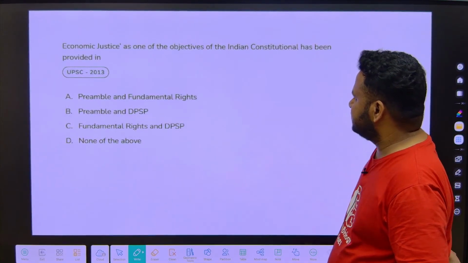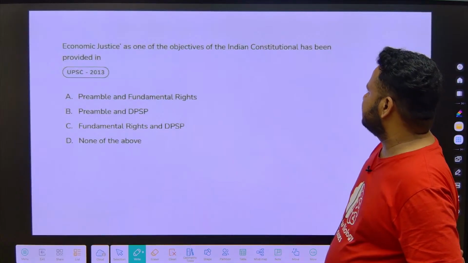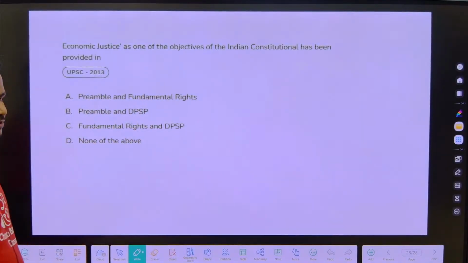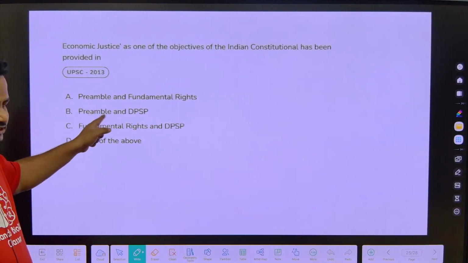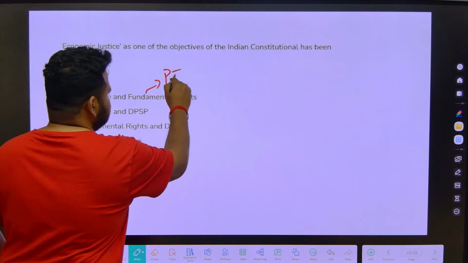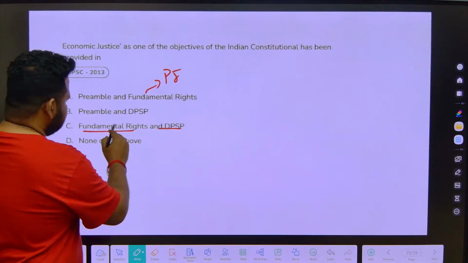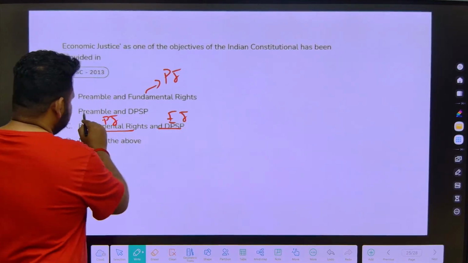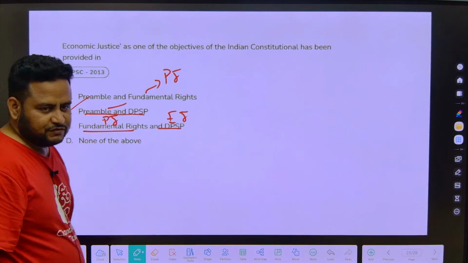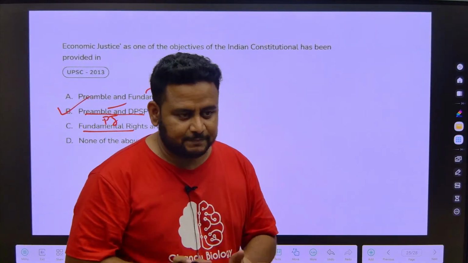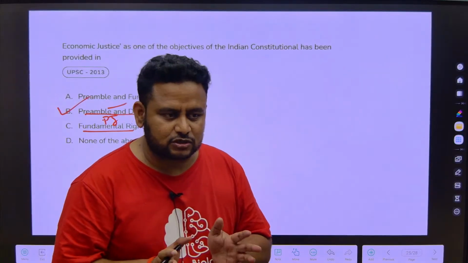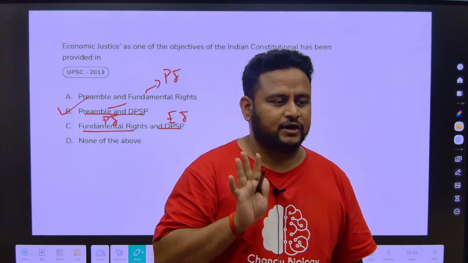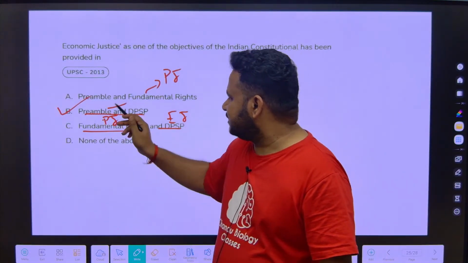This is a 2013 UPSC question. Economic justice as one of the objectives of the Indian Constitution has been provided in the preamble. Yes, it is there, economic justice. Fundamental rights talk about political justice. Fundamental rights and DPSP. DPSP, economic justice. Preamble and DPSP is the correct answer. Preamble and DPSP talk about both economic justice and social justice. Fundamental rights also talk about it, but mainly focus on political justice. So the answer to this question is preamble and DPSP. Got it?